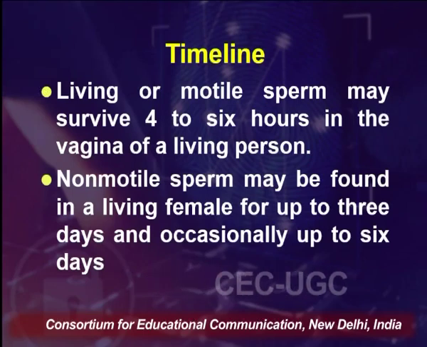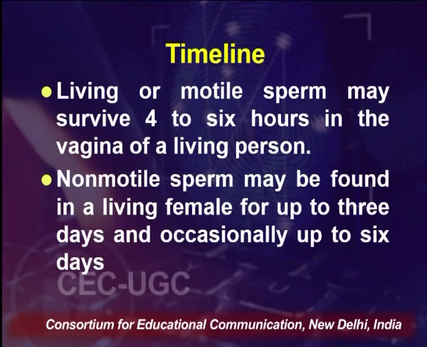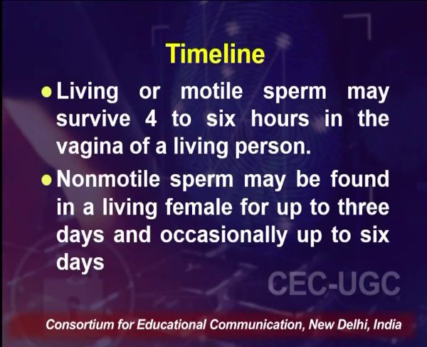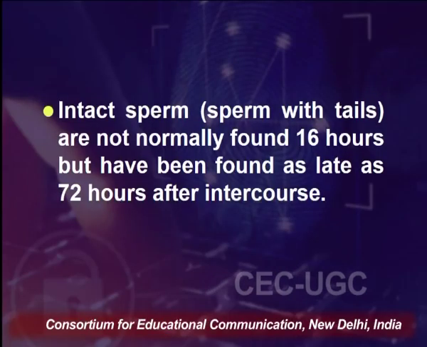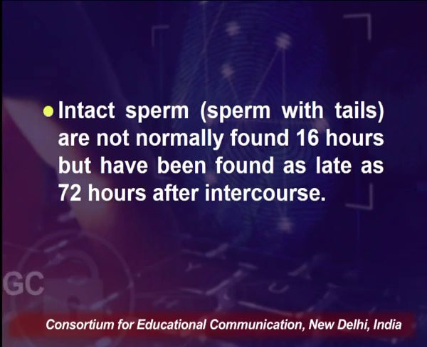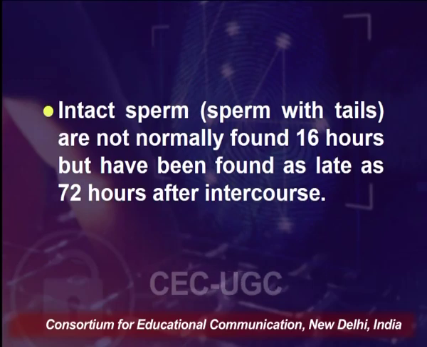If we are talking about the timeline, living or motile sperm may survive up to 4 to 6 hours in the vagina of a living person, and non-motile sperm may be found in a living female for up to 3 days and occasionally up to 6 days. When we are taking a sample from the female's vagina, it should not be washed, and we look for intact sperm samples. They are not normally found after 16 hours, but they have been found as late as 72 hours after intercourse. So, based upon these timelines we can know whether the person was raped, and we can look to further analysis to know which kind of body fluid has been found at the crime scene.